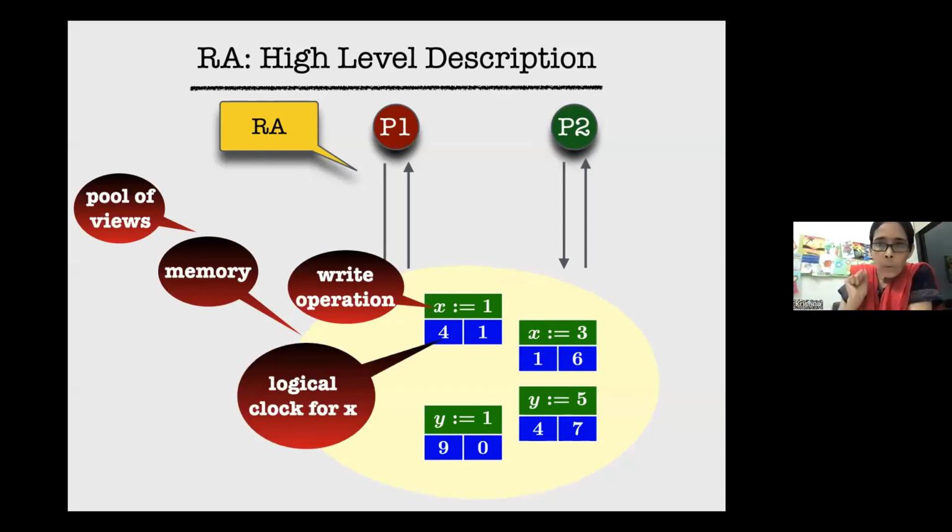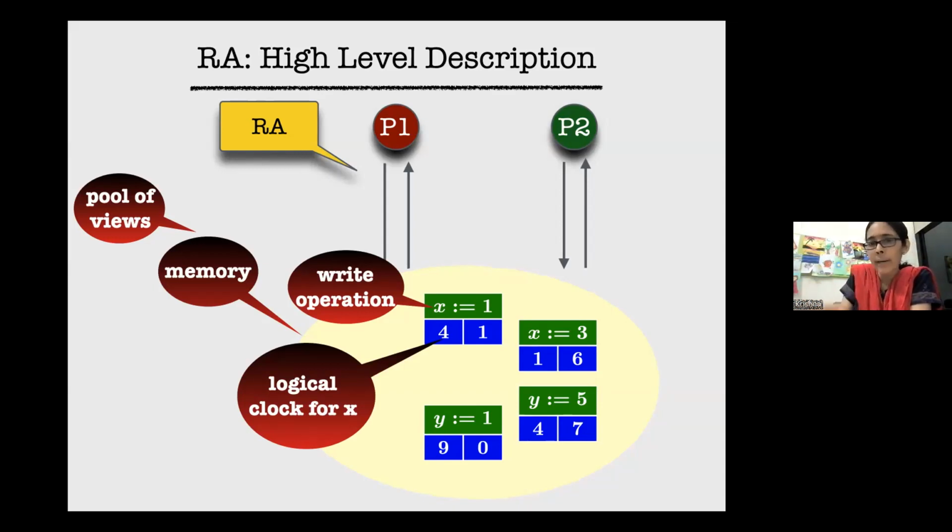These numbers below are logical clocks per variable. It's a vector clock, logical clock, whatever you want to call it, per variable. I'm assuming I have two variables, X and Y. The idea of this slide is to show what a memory pool looks like and what a message in the memory pool looks like. A message has three components: a variable with the value that has been written to it, and the logical clocks per variable.